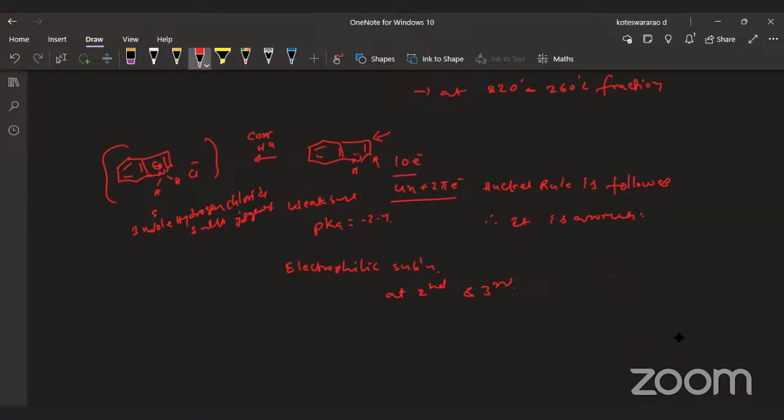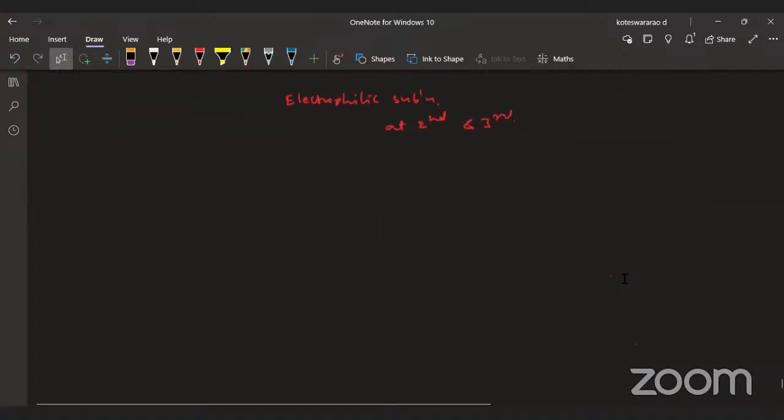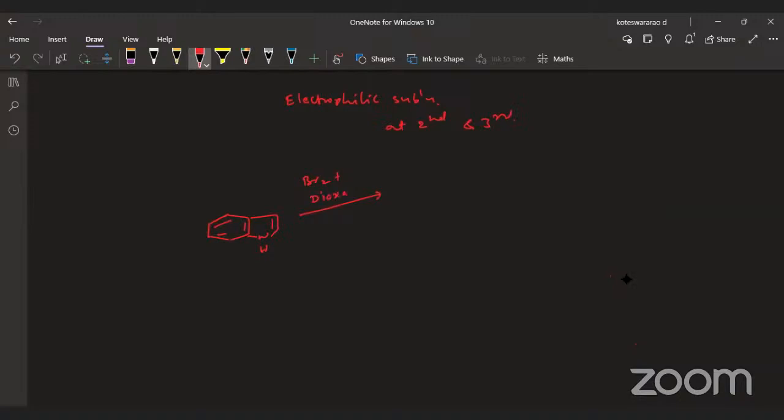Now there are several reactions for the chemical reactivity. For example, you take simple indole, which is subject to several reactions. If it undergoes bromination in the presence of dioxane solvent at 0 degrees centigrade, it leads to the formation of 3-bromo products. 3-Bromoindole will be generated.